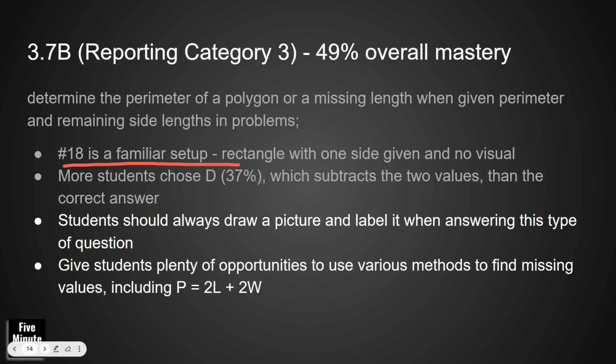Students in third grade can just basically guarantee they're going to see a problem like this. This is even a problem that we should see on the fourth grade STAAR as well. You have a rectangle, one side given, no visual. This is not something that we should be surprised to see. More students chose D on that answer, 37%.